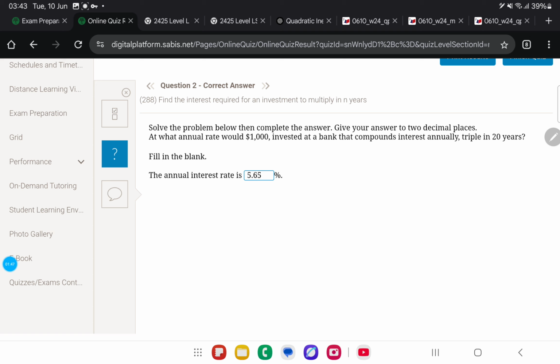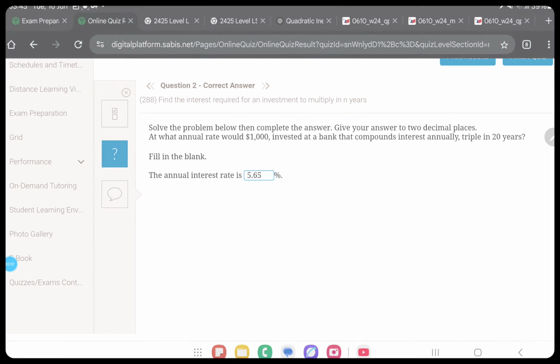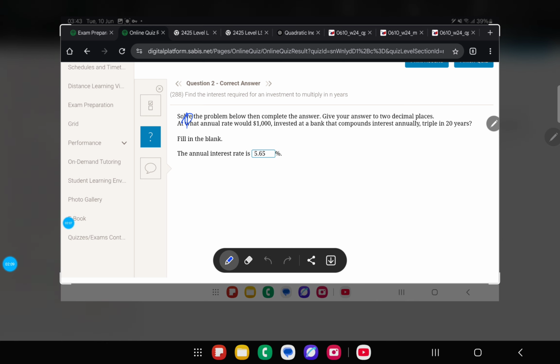Solve the problem below, then complete the answer. Give your answer to 2 decimal places. At what annual rate would $1,000 invested at a bank that compounds interest annually triple in 20 years? Okay, so this time they want us to find the interest rate, the percentage. Okay, so we use the same rule.